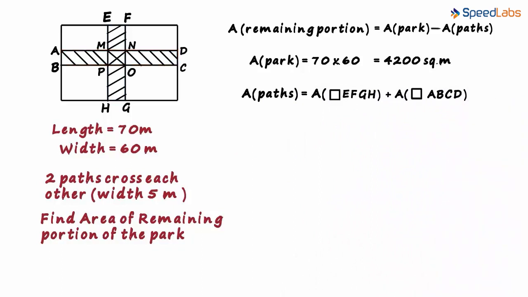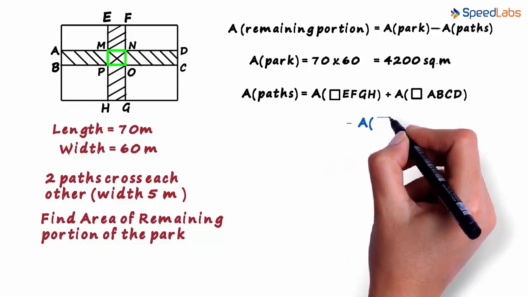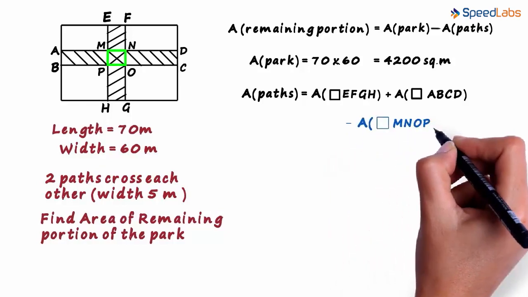Am I right in saying that? No, I'm not. This is the only tricky part of the problem. Observe that if we do this, we are counting the area of the intersection twice. Once for this rectangle and another time for this rectangle. So that we count it just once and not twice, we have to subtract it once from the total area of the paths. So we write minus area of quadrilateral MNOP.